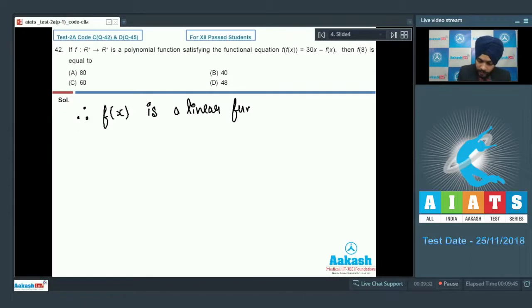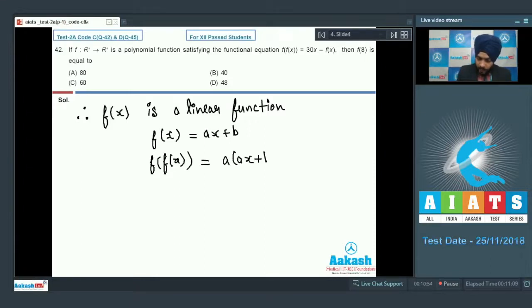This is the conclusion of the discussion. What is the discussion? f of f(x) and f(x) have the same degree, which is only possible for linear functions. So f(x) is a linear function. Let us assume it to be f(x) = ax + b. Then f(f(x)) will be a(ax + b) + b.